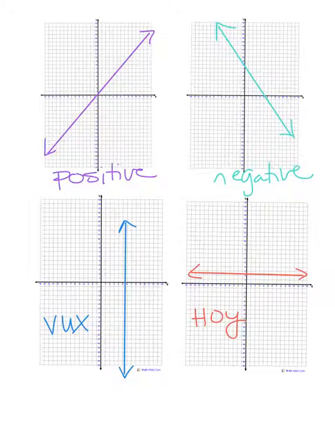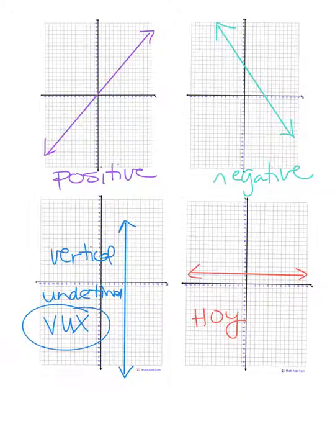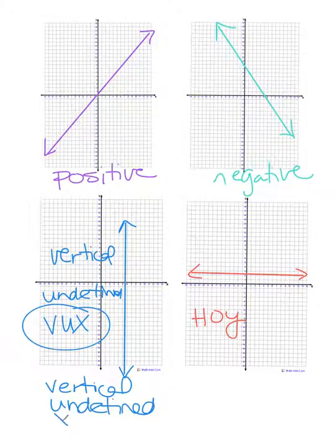Now, if we look at the bottom left, our blue line, that's a vertical line. As we know, a vertical line has an undefined slope. Now we have the little phrase VUX HOI, which helps us remember things. The V in VUX means it's a vertical line. The U means it's an undefined slope. And the X means that as we start to write equations for lines, it's going to be x equals a number. x equals 7 or x equals negative 2. That's the equation for the line.